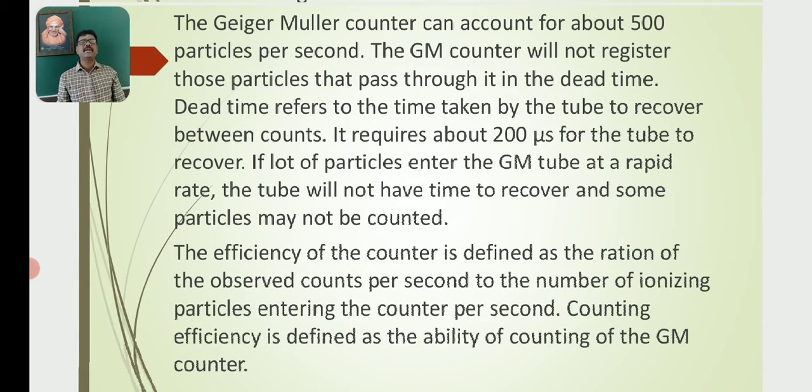The Geiger-Müller counter can account for about 500 particles per second. The Geiger-Müller counter will not register those particles that pass through it in the dead time. Then what is dead time? The dead time refers to the time taken by the tube to recover between counts.